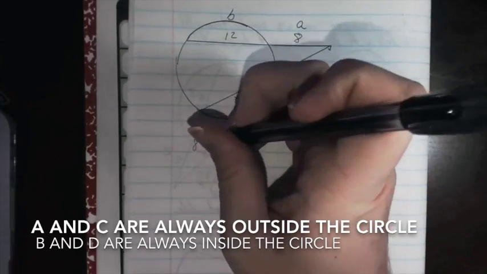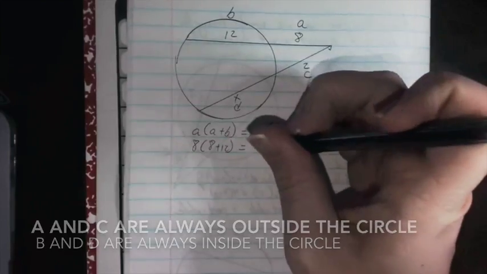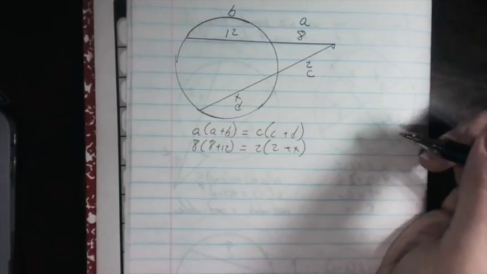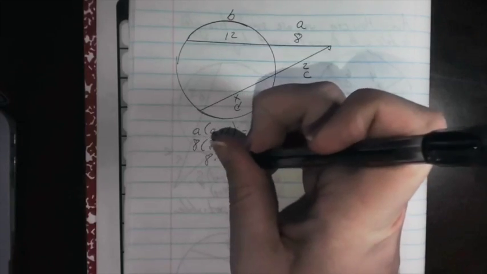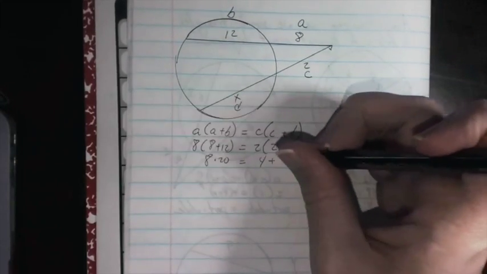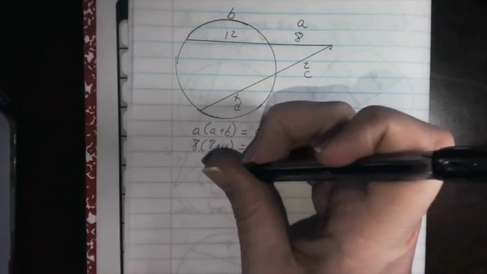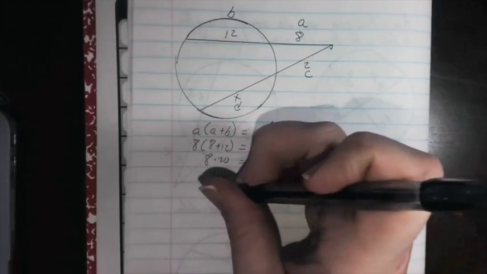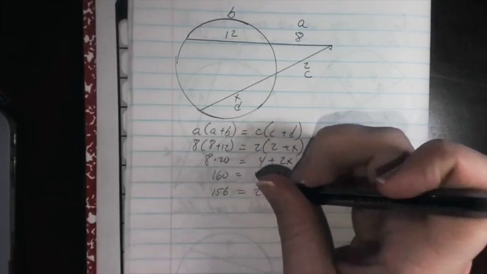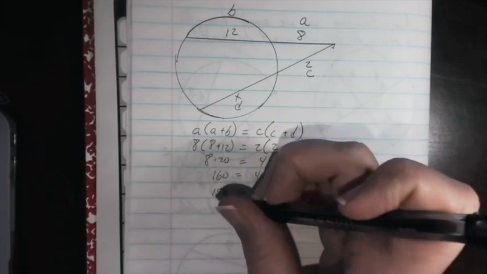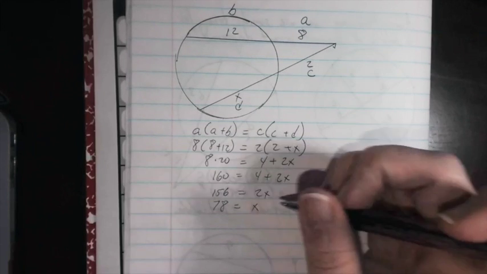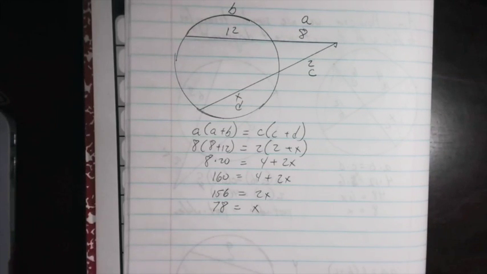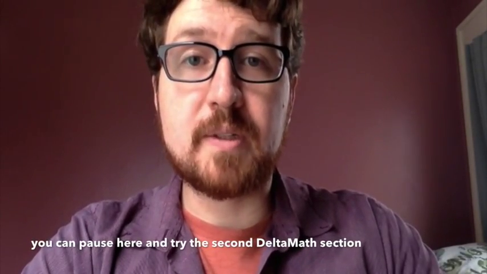So we're going to have 8 times 8 plus 12, equals 2 times 2 plus x. Well, that's going to be 8 times 20, which is 160, equals 4 plus 2x. Subtract the 4, we're going to have 156 is going to be equal to 2x. Divide by 2 on both sides, we get 78 equals x. It's a larger number than we might be used to, but you can totally check it and see if it works.